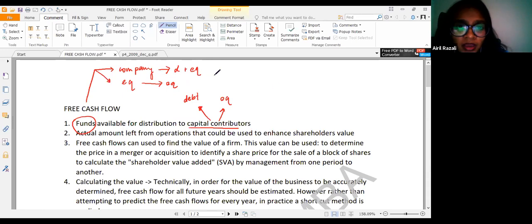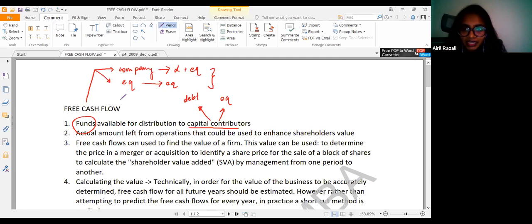So this is where, when you calculate your free cash flow, your formula would change a little bit. Okay, so how would your formula be different? We will look at it a bit later. Okay, now free cash flow is actually as simple as it is, a very important topic because it is used in multiple areas of your AFM.